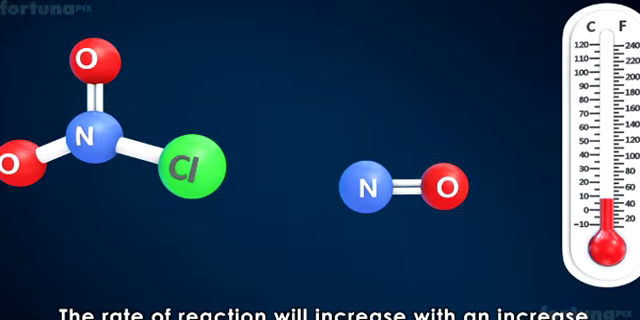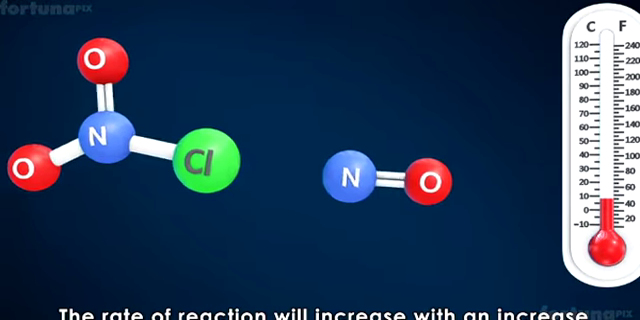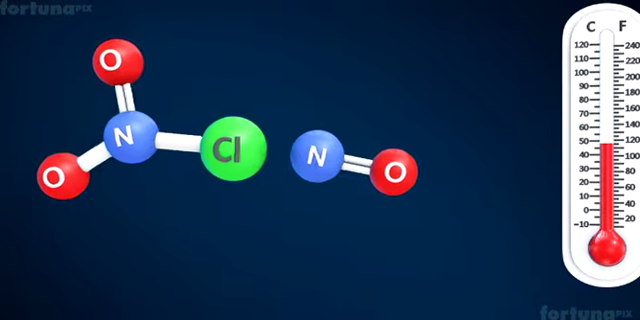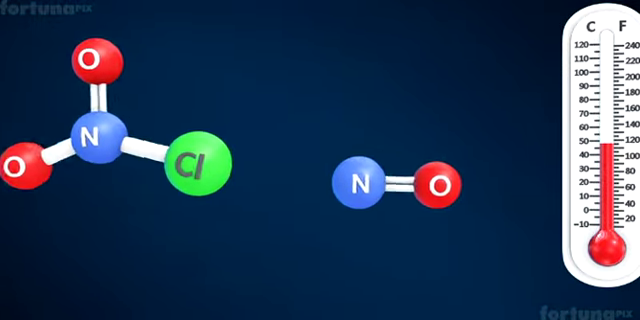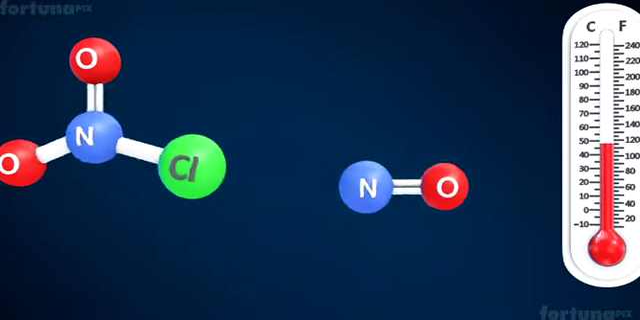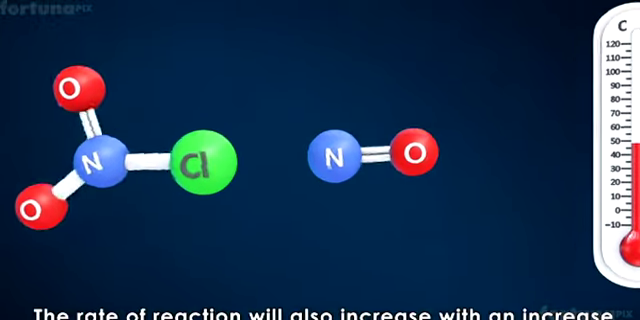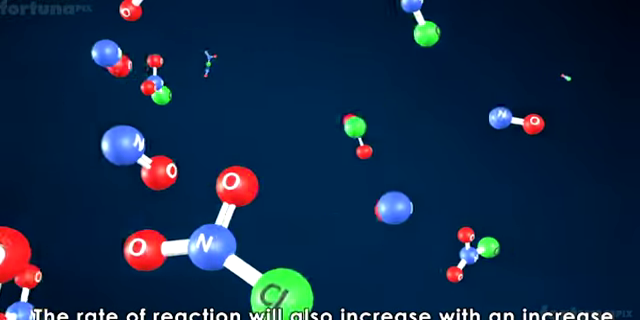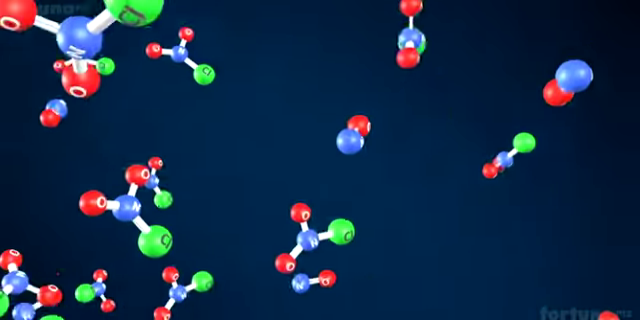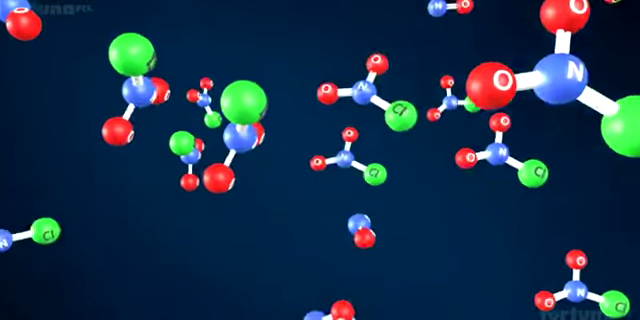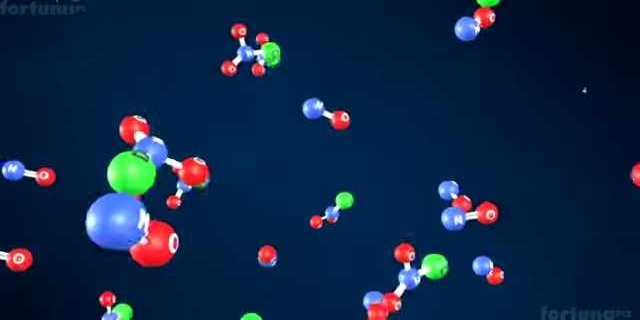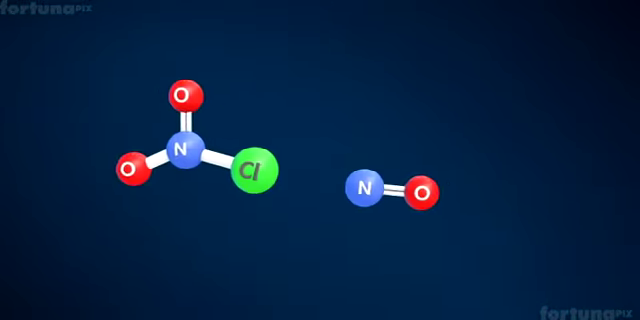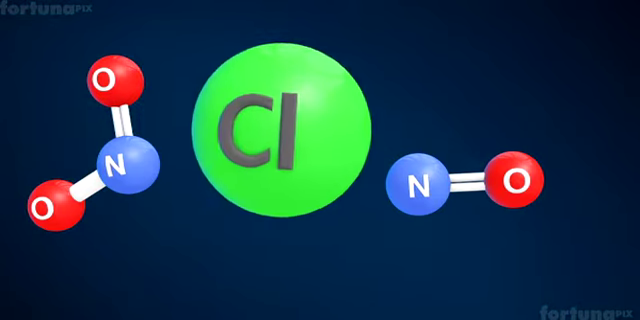The rate of reaction will increase with an increase in the temperature. If the temperature of a system is increased, the particles in the substance will move faster, leading to an increase in collisions. The rate of reactions will also increase with an increase in the concentration of reactants. As their concentration increases, the frequency of collisions between the molecules or atoms will also increase, thereby increasing the speed of the reaction.